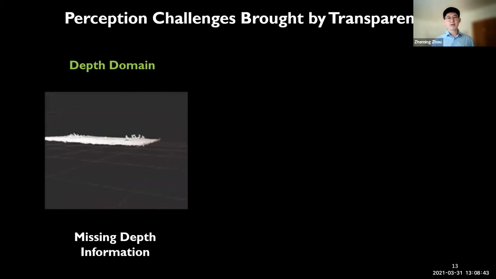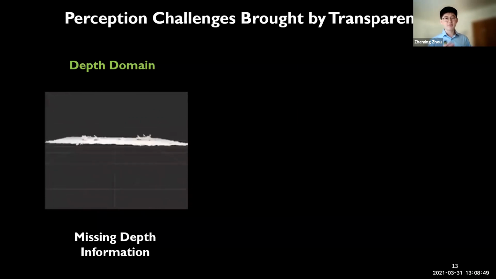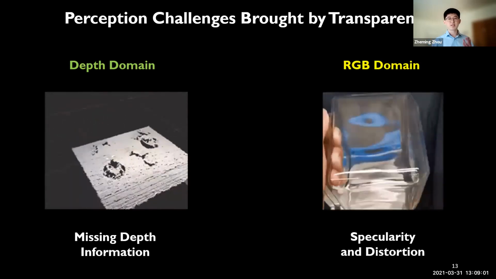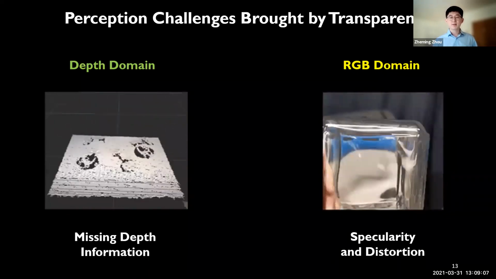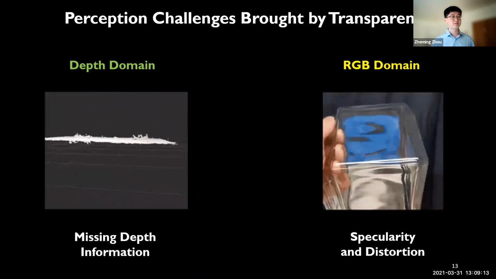Then the question becomes, what is exactly the challenge that transparent objects bring to RGBD perception? The challenges are mainly twofold. The first is in the depth domain. Here is an example. We show a tabletop point cloud captured by a depth camera. There are actually 5 transparent objects in the scene, but none of their depths can be correctly captured. Secondly, a lot of robotics perception pipelines assume that an object has reliable or invariant RGB features for recognition and localization, but the specularity and the distortions from transparencies will break many of those assumptions.